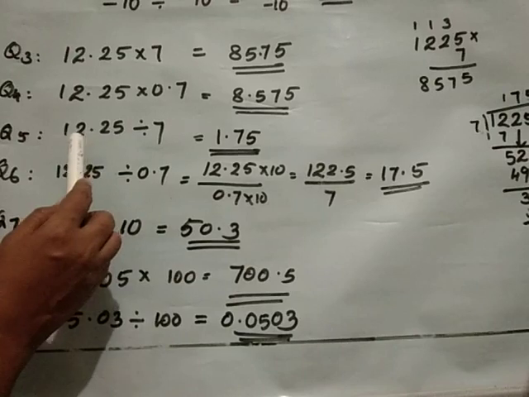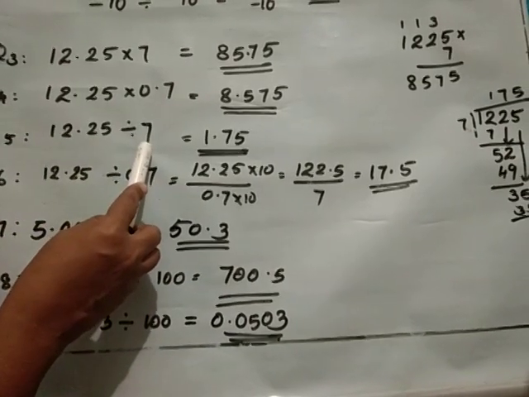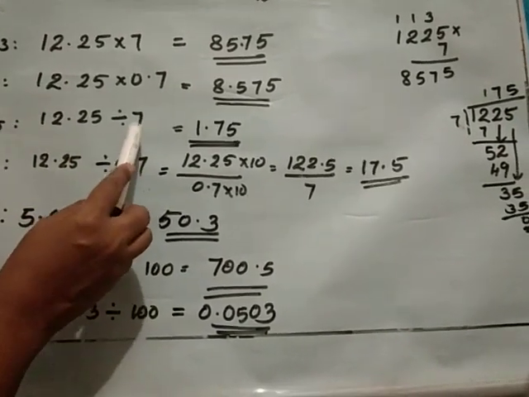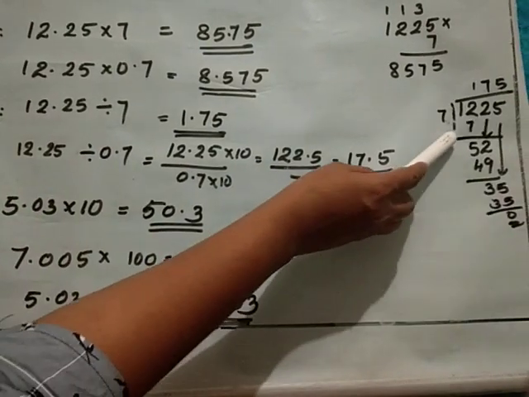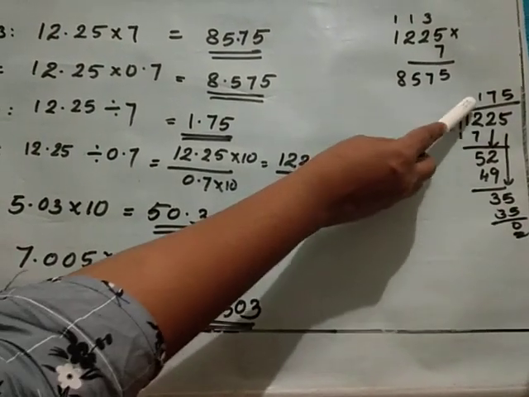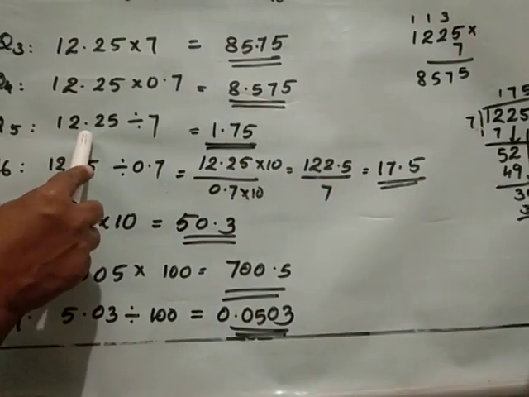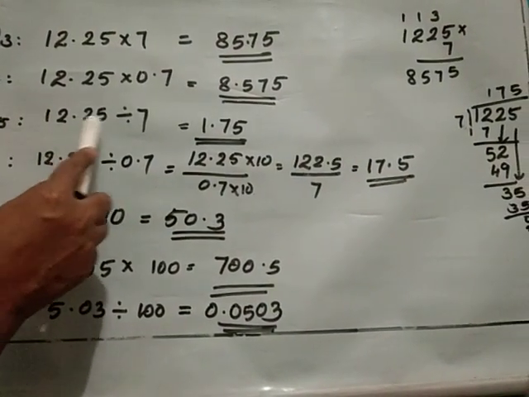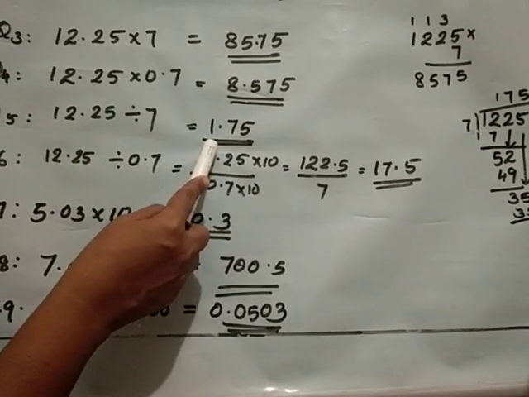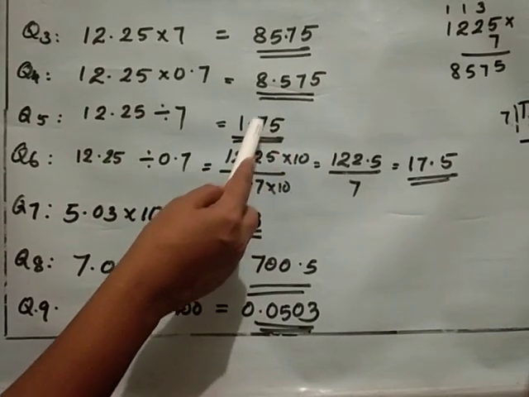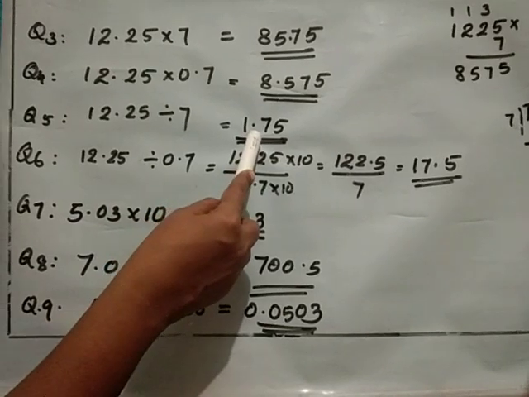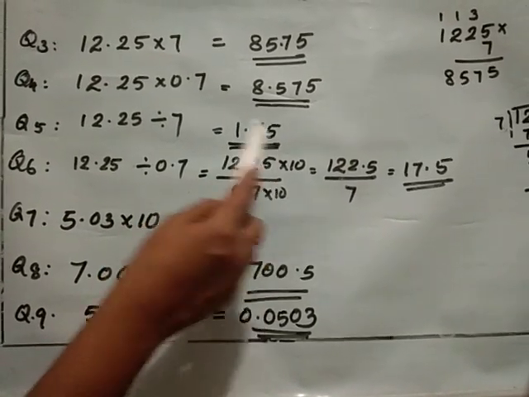Then we check one division question based on decimals. Same question: 12.25 divided by 7. Without the decimal, first we divide. 1225 divided by 7, we get 175. Then the question has 2 decimal places, so the answer also needs 2 decimal places. Counting from the rightmost place, 2 places after we put the decimal. So the answer is 1.75.